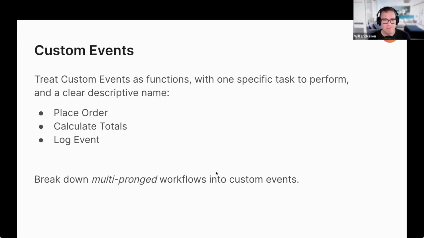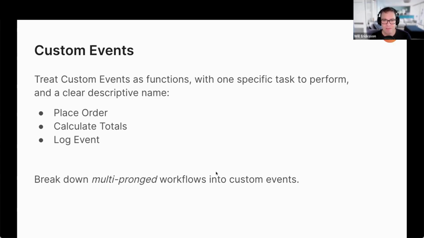Custom events. So treat custom events as functions with one specific task to perform and a clear descriptive name. So think of a function like in a spreadsheet, you might have sum and then a range of a column or range of cells, and then that provides the total of those values. And so that's like a function in code as well. You might have a function set up to provide some results, and then it's got a name and you call it from within your app. So examples might be custom events such as place order, calculate totals, log event.